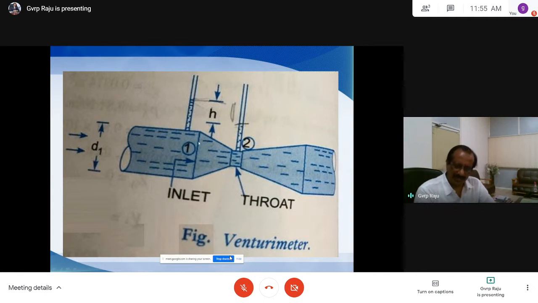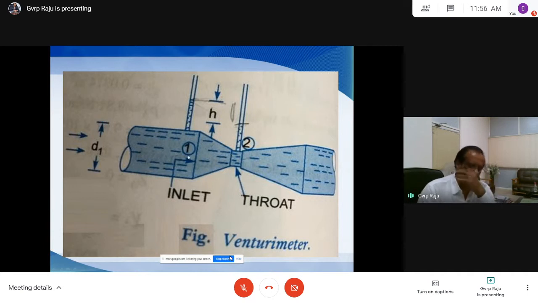So when you reduce the cross section area, what happens to velocity? Let us say the velocity here is V1 and the velocity here is V2, and the area here is A1 and the area here is A2. When cross section area A1 is more than A2, in other words, we are reducing the cross section area, what happens to velocity? When area is reducing, the water comes out in the form of a jet, so the velocity V2 will be more than V1.